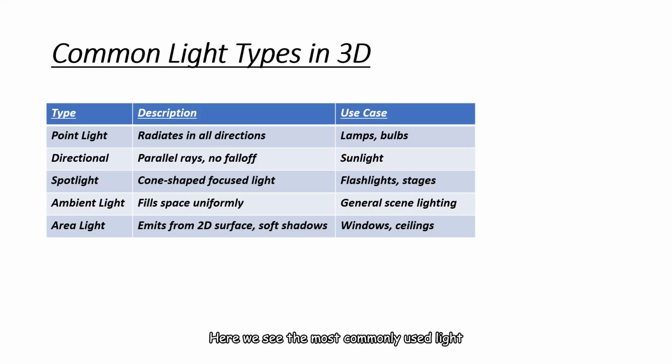Here we see the most commonly used light types in 3D graphics. Point lights radiate in all directions like a light bulb. Directional lights mimic sunlight with parallel rays. Spotlights create focused beams useful for dramatic effects. Ambient lights fill a scene uniformly, and area lights simulate realistic soft shadows, such as from windows. Choosing the right type of light dramatically affects the mood and clarity of our scene.